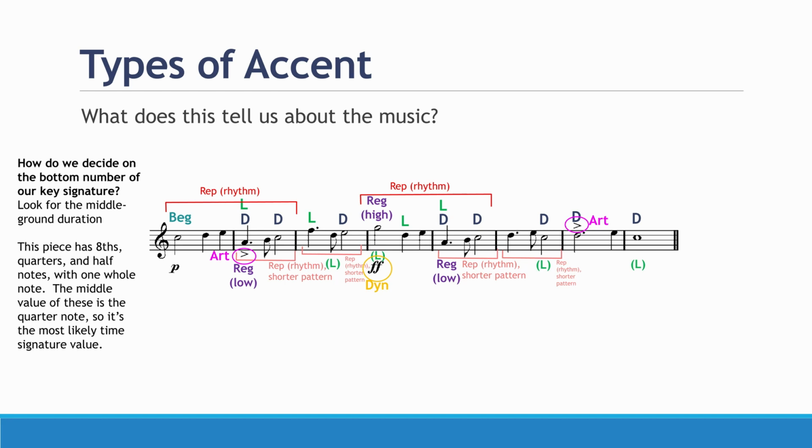And so because of that, it's the most likely time value for our pulse or for our measurement. And as a result, we're probably going to want to use that as the bottom number of our time signature. Since the quarter is that middle ground duration, there's 4 of them grouped in the bar based on where our durational and other accent types went. This piece is in 4/4.